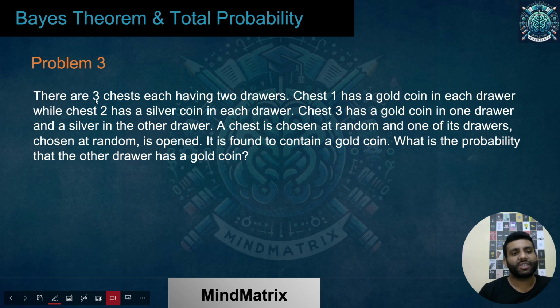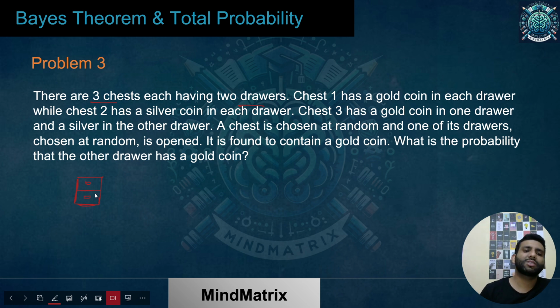So there are 3 chests, each having 2 drawers. Let me just show you what kind of chest we're talking about. It is a kind of small table we generally have on the side of our beds, over which you put your phones and lamp, and then there are drawers over here, something like this, to pull these drawers.